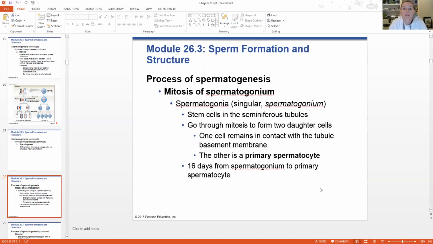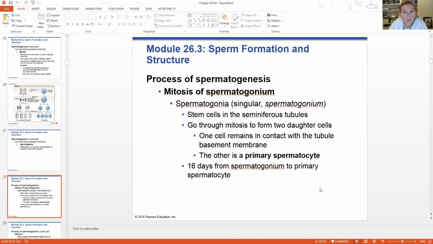So as they go through mitosis, the first step, those stem cells, the spermatogonium, are on this outer ring undergoing mitosis. They're going to divide and form two daughter cells. One is going to remain there so that it can divide again and form more sperm. The other one is going to go on and undergo meiosis. The cell that goes on to undergo meiosis is called a primary spermatocyte. It takes approximately 16 days for that spermatogonium to become a primary spermatocyte.